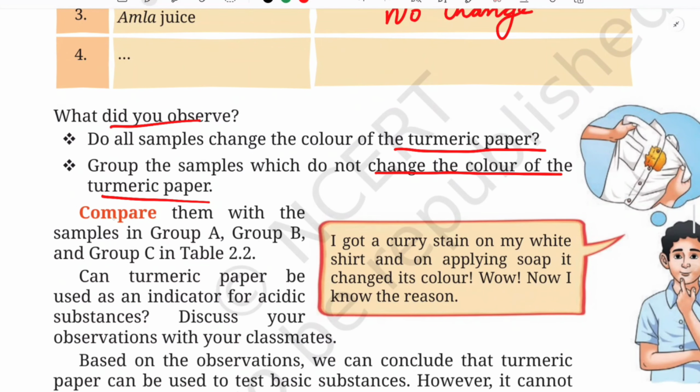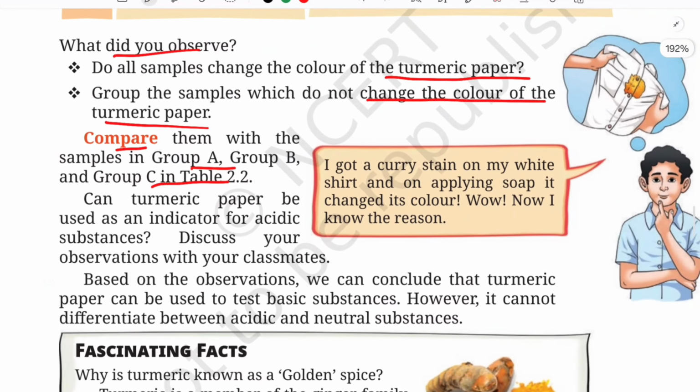So here, compare them with sample group A, group B, and group C in table 2.2. If we compare, what we came to know is that only the group B samples, that is soap solution, baking soda solution, lime water, and washing powder solution, will react, and their color will change into reddish brown. Otherwise there will be no change in group A and group C. I hope you remember this group A, group B, and group C that we have already done in our previous class, isn't it? So now let us continue.